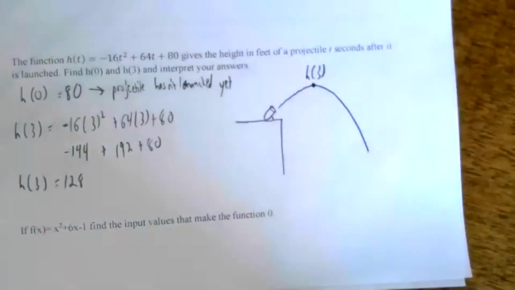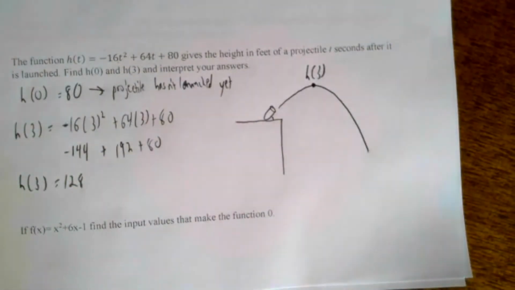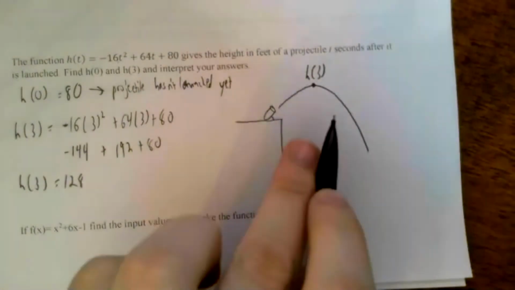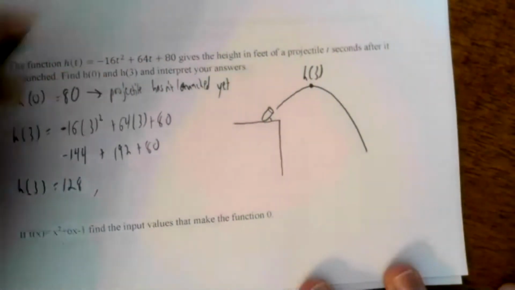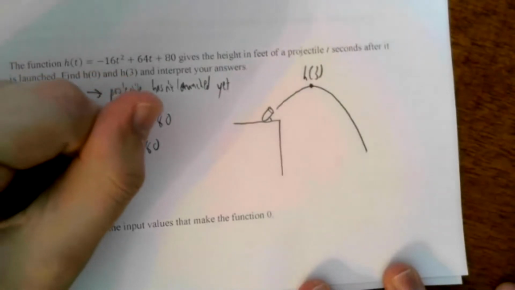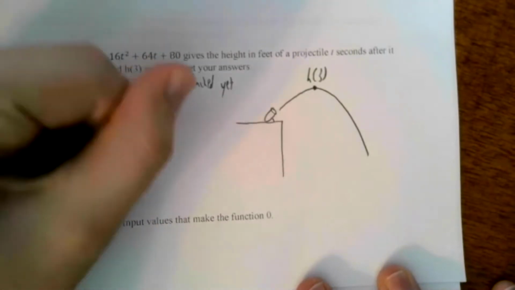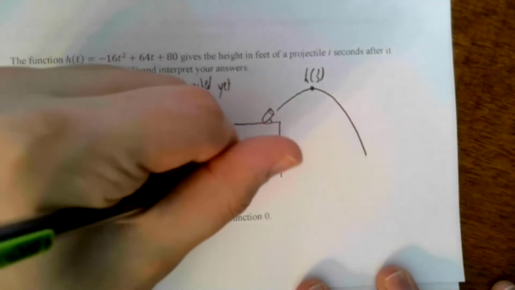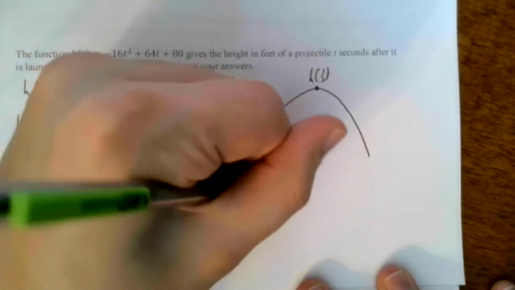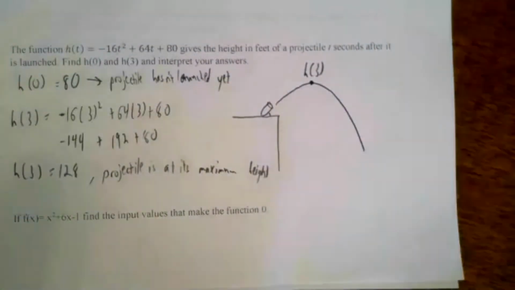Okay. And if you go into quantitative reasoning, or if you decide to get really ambitious and go into calculus, you'll talk about this more, on how to find where that levels out at the top. But this is just the projectile at its max height. So the projectile is just at its maximum height at h equals 3.